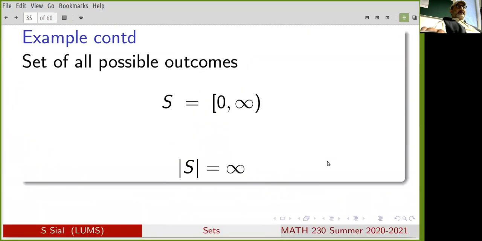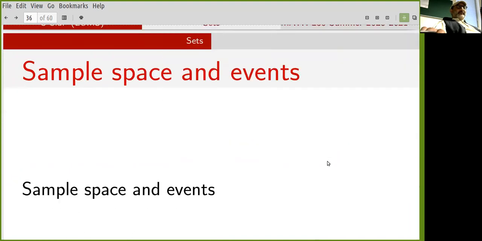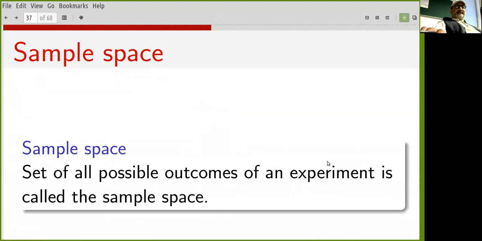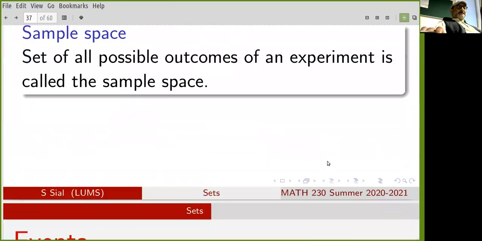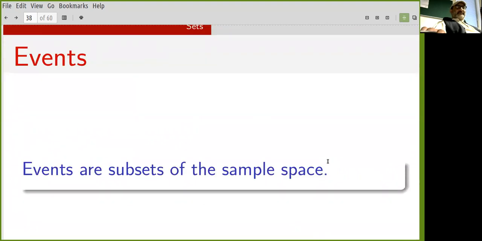So just a little bit of set review. Now let's start connecting our sets to our experiments. So, sample spaces and events. This set S that we were talking about before, the set of all possible outcomes, we're going to call the sample space. And like I said, we're going to use capital S for sample space. So the set of all possible outcomes of an experiment is called the sample space. Events are subsets of the sample space.